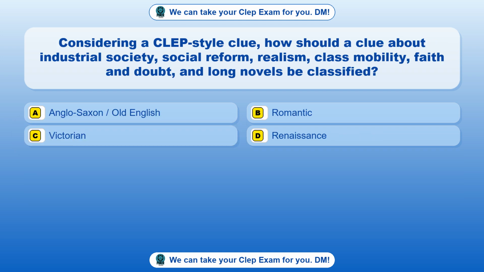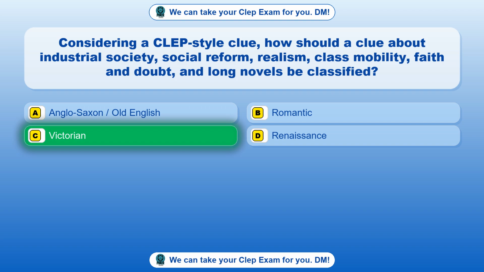Question 21. Considering a CLEP-style clue, how should a clue about industrial society, social reform, realism, class mobility, faith and doubt, and long novels be classified? Option A. Anglo-Saxon/Old English. Option B. Romantic. Option C. Victorian. Option D. Renaissance. The correct answer is option C.